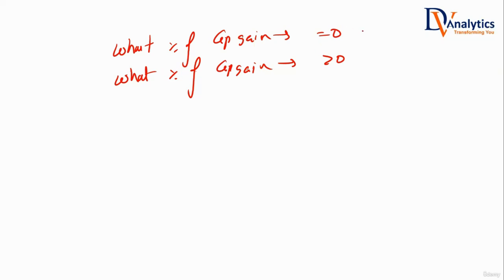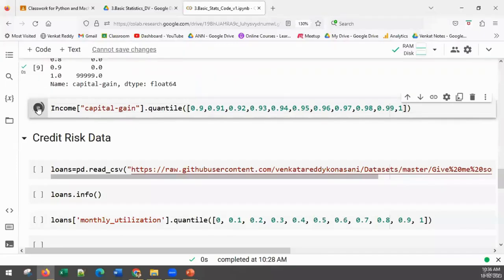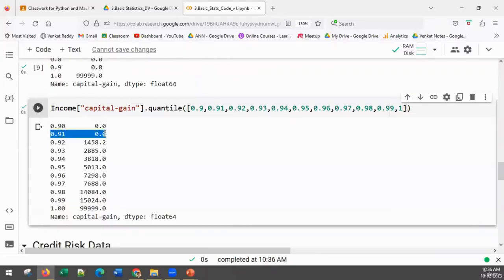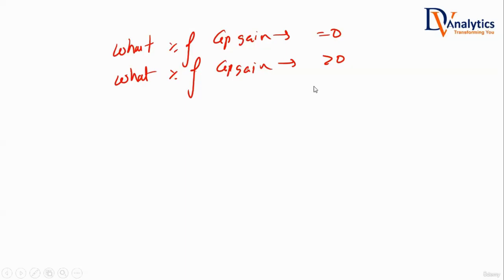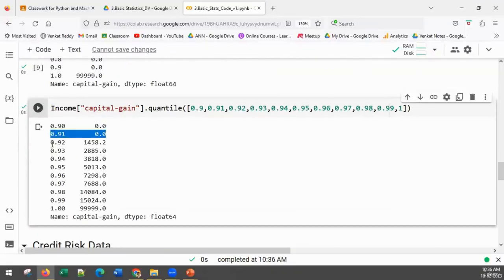How much percent of the data is 0? 91% of the data is 0. Yes or no? Sir, 92. 92% of the data is 0, sir. What is the 92 percentile? 91 and 9. The 92 percentile is 1458. I can see that. Yes or no? Check that out.